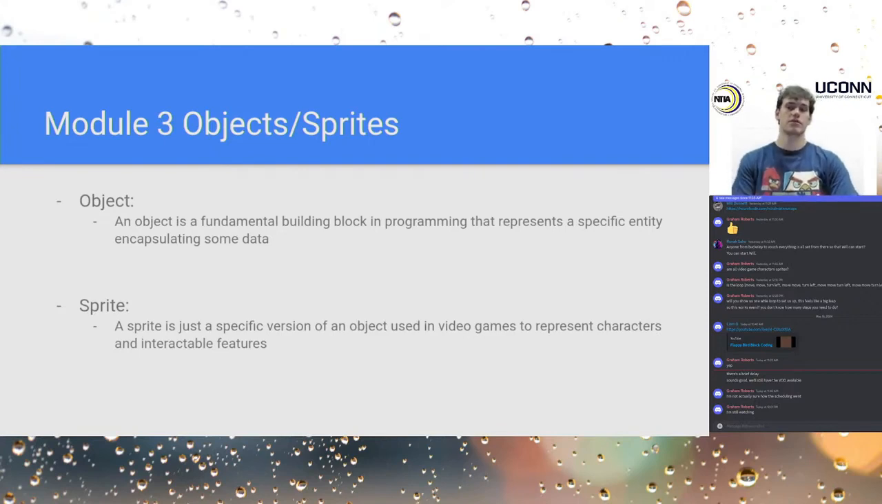And a sprite is a version of an object, right? It's just in video games. They're used to represent the characters and interactable features. All right, so that would definitely confuse me if I was just learning. So let's get started, and I'm sure it's going to be much less confusing once we go through all this stuff.